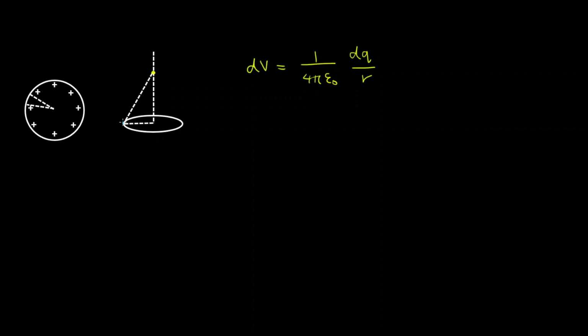So if we take a differential charge somewhere along this rod, we have a radial distance from that differential charge to this point, and the radius of this circular rod is constant. And we'll also label the z distance to the point.